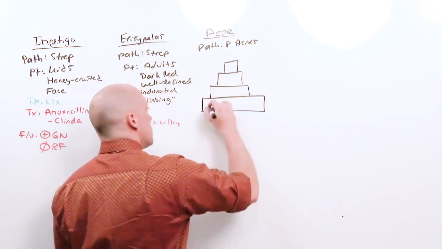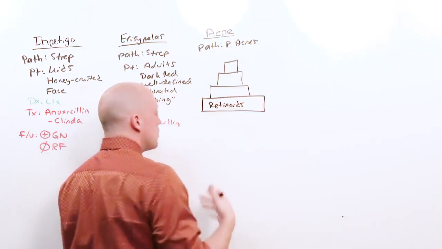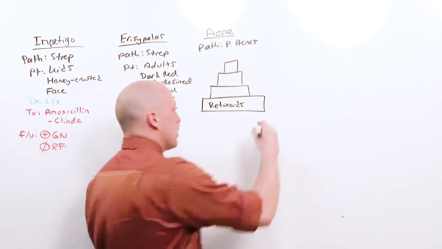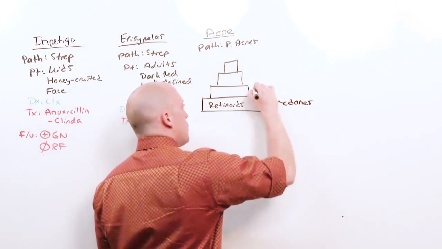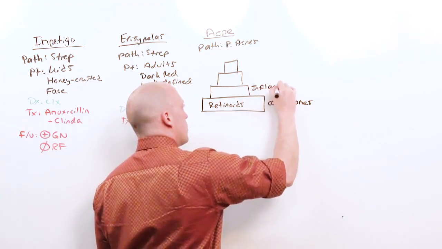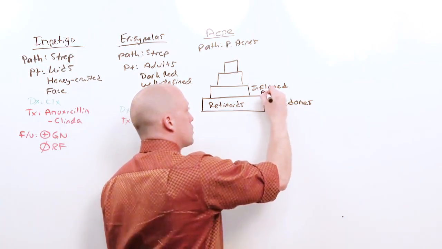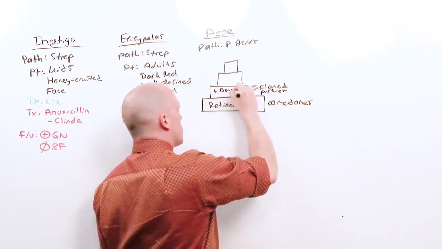The first thing is topical retinoids. And you use this when the person just has a little bit of acne. Whiteheads and blackheads, comedones. If you have inflamed whiteheads or blackheads, or there's pustules, you're going to add benzoyl peroxide.